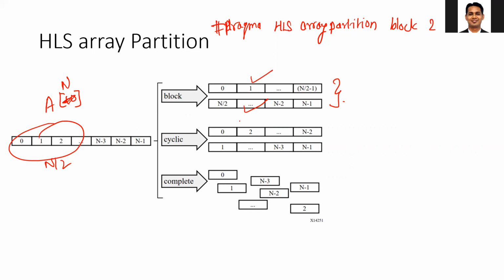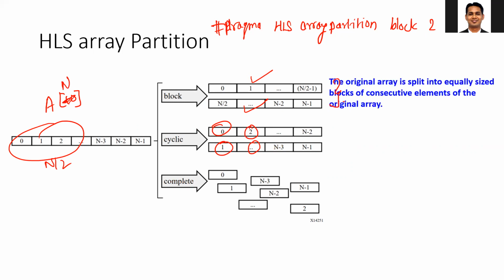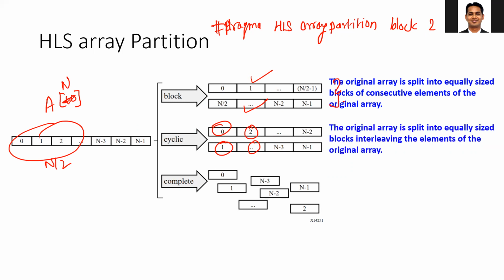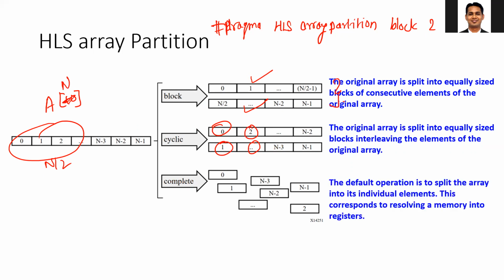Cyclic is similar to block, the only difference is that you alternate the elements. The first element you put here, second here, third here, fourth here, and so on. In case of complete, every element is separated into its own separate unit. So in case of block, the original array is split into equally sized blocks of consecutive elements of the original array. In the second case, it's interleaved elements. In case of complete, your array is split into individual elements.